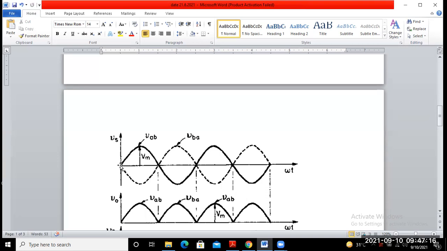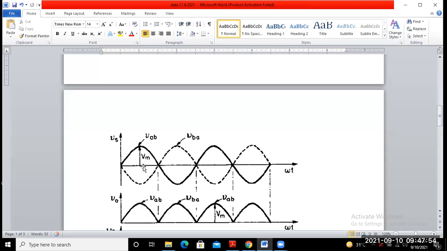After that, whenever you increase omega t from 0 to 90 degrees, the supply instantaneous value increases corresponding to the angle of the sine wave. That means at omega t equal to 30 degrees at this point, 40 degrees, 60 degrees, and omega t equal to 90 degrees at this point. And from this point, at 90 degrees, the supply input voltage decreases up to the point pi.